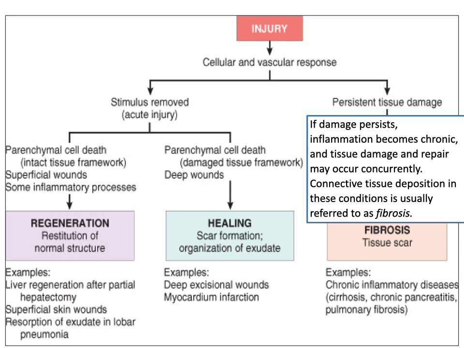Now, a good example to show the difference between regeneration and fibrosis is the liver. You take a piece of the liver during surgery, a clean removal of the lobe. What's going to happen is the liver will regrow that part of itself that has been removed.